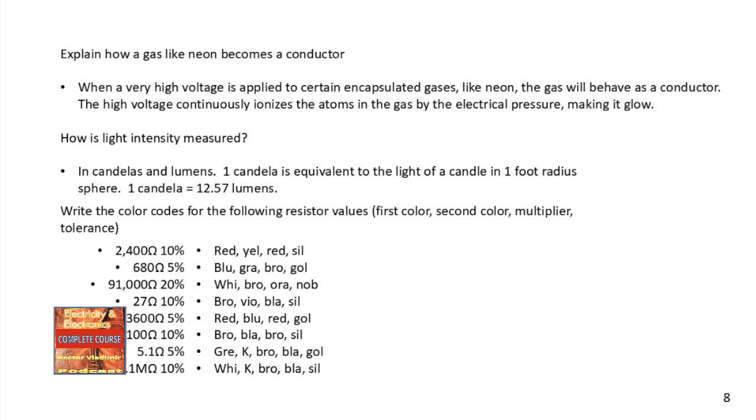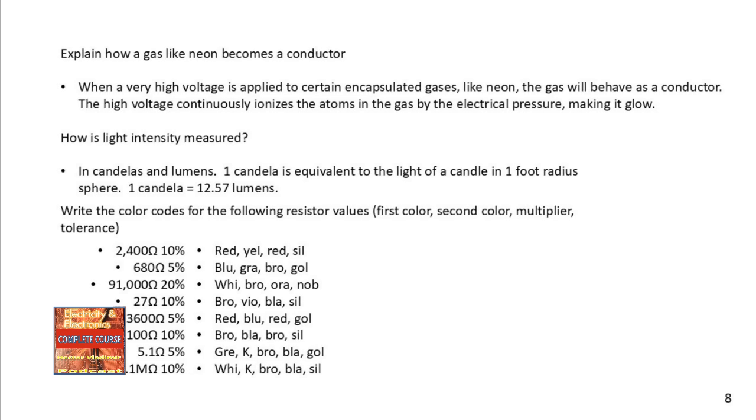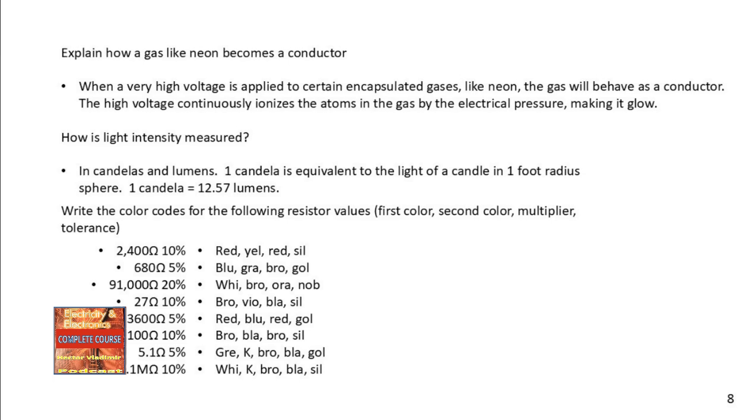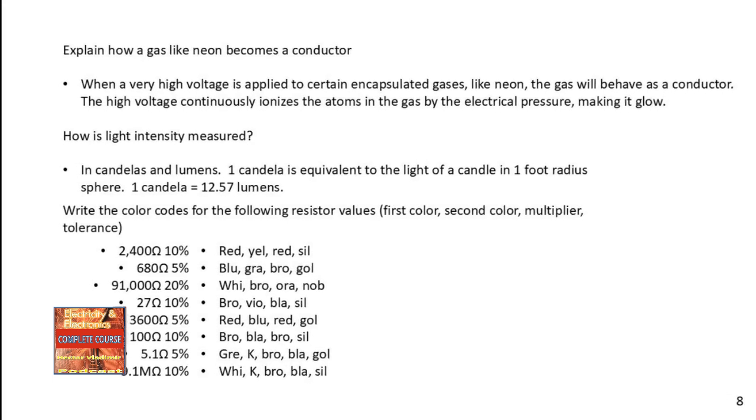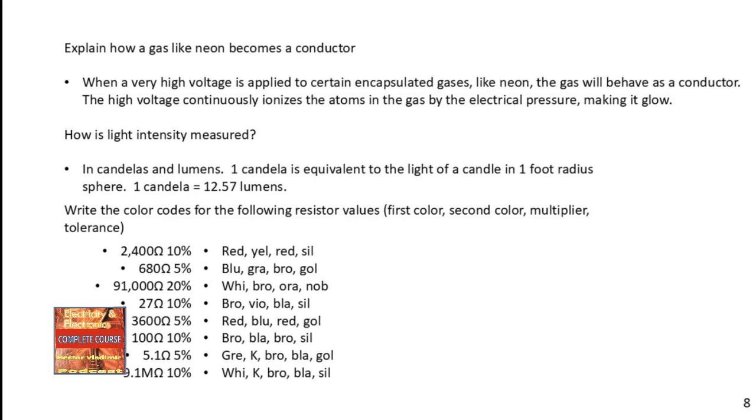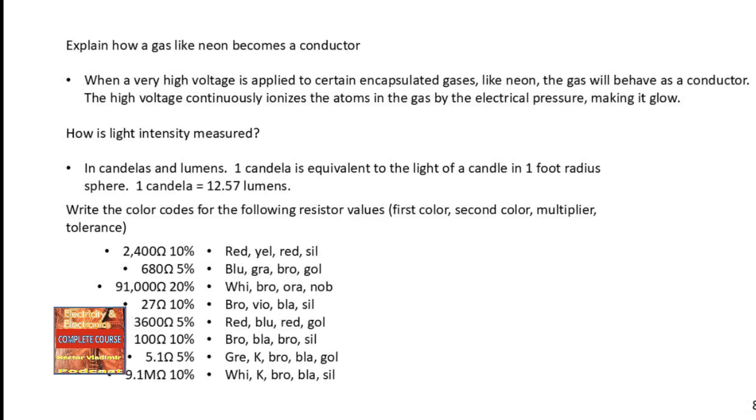Explain how gas, like neon, becomes a conductor. When a very high voltage is applied to certain encapsulated gases, like neon, the gas will behave as a conductor. The high voltage continuously ionizes the atoms in the gas by the electrical pressure, making it glow.